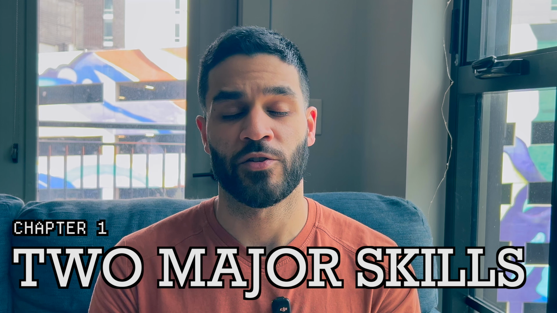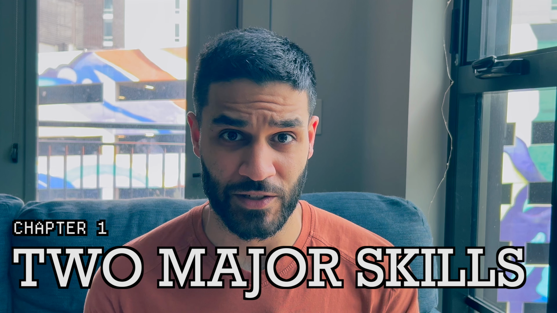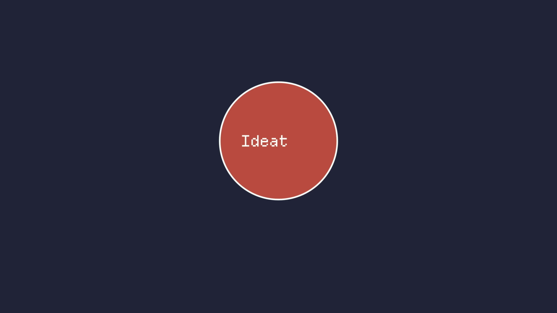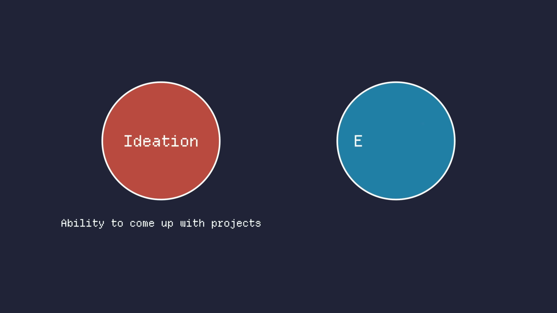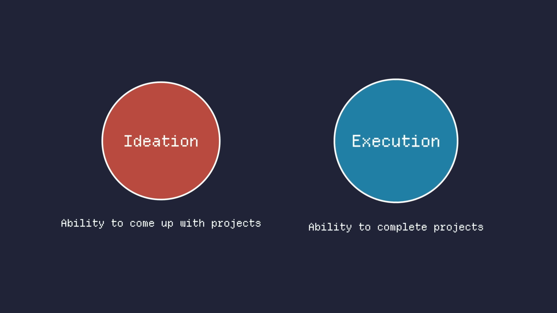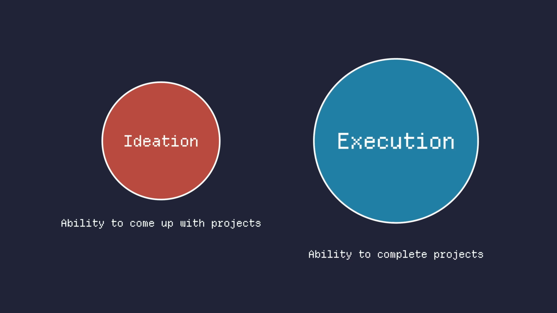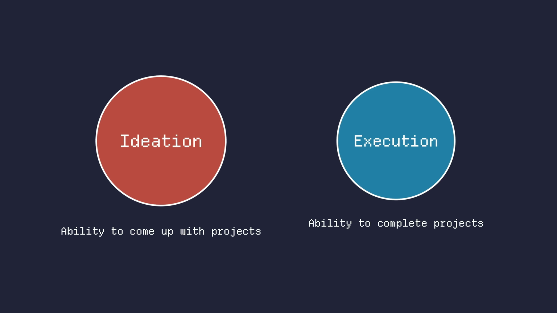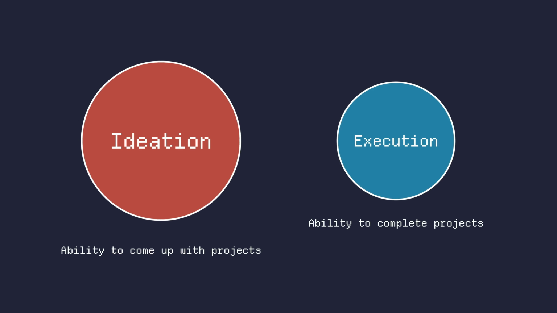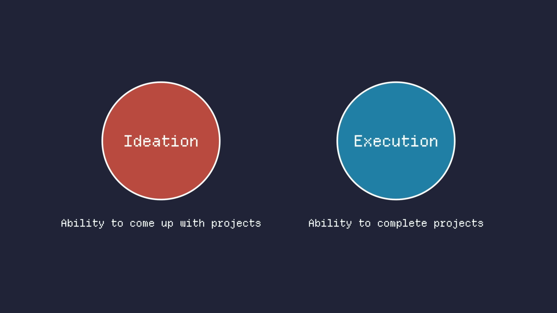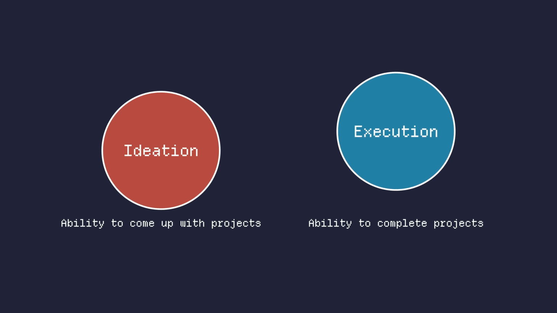So there's two major skills that you're going to need to master. The first is ideation. This is your ability to come up with projects to work on. The next is execution. This is your ability to do those projects that you came up with. These go hand in hand together. If your execution is too high, you'll have a really boring project. If your ideation is too high, the scope of the project will be way too big and you will not be able to execute on it. The question is, how do we find this balance?